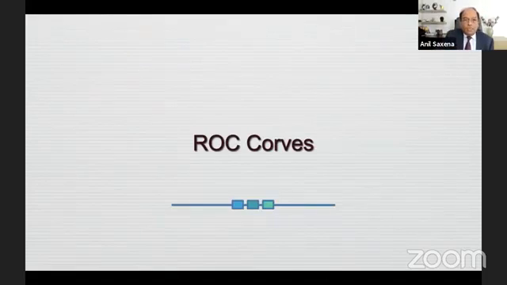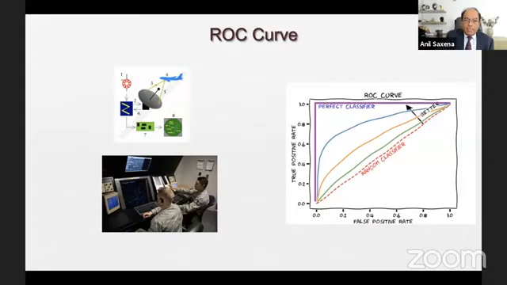Then we come to another increasingly used statistic, which is called the ROC curve. ROC, the full form is receiver operating characteristic curve statistic. Now, the name sounds very odd, but it has a historical background. This curve dates back to Second World War times, when there used to be radar operators who would receive signals from the aeroplanes, and then they had to take a call whether it's an enemy plane or it's a noise from their system.